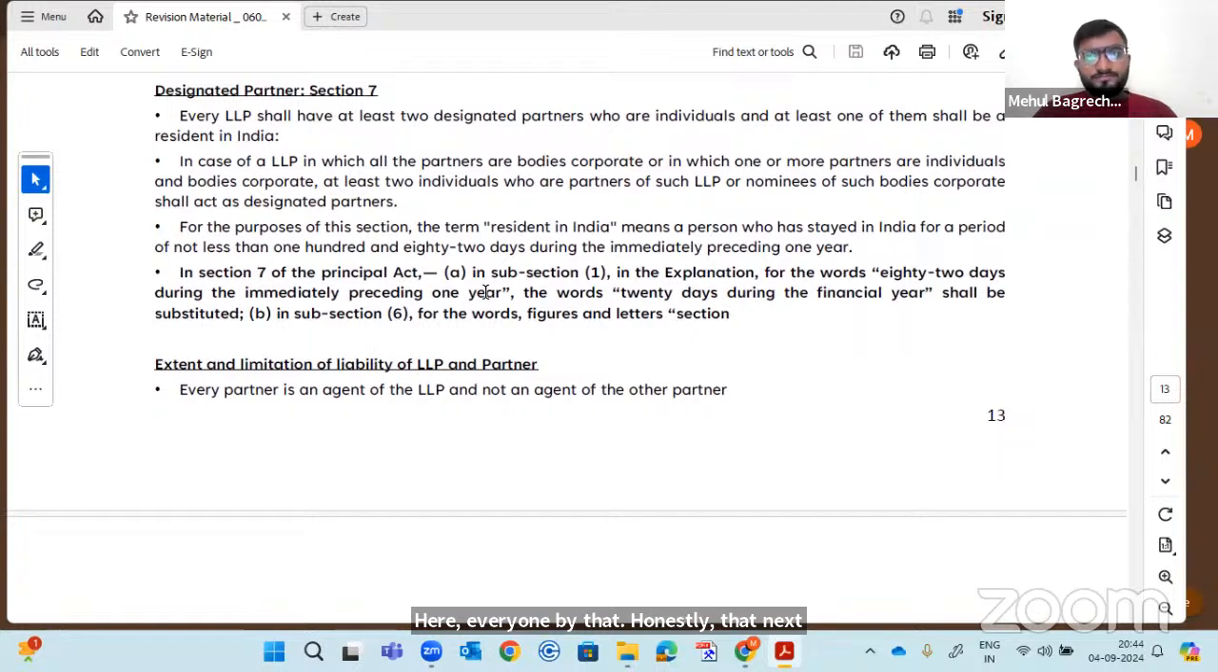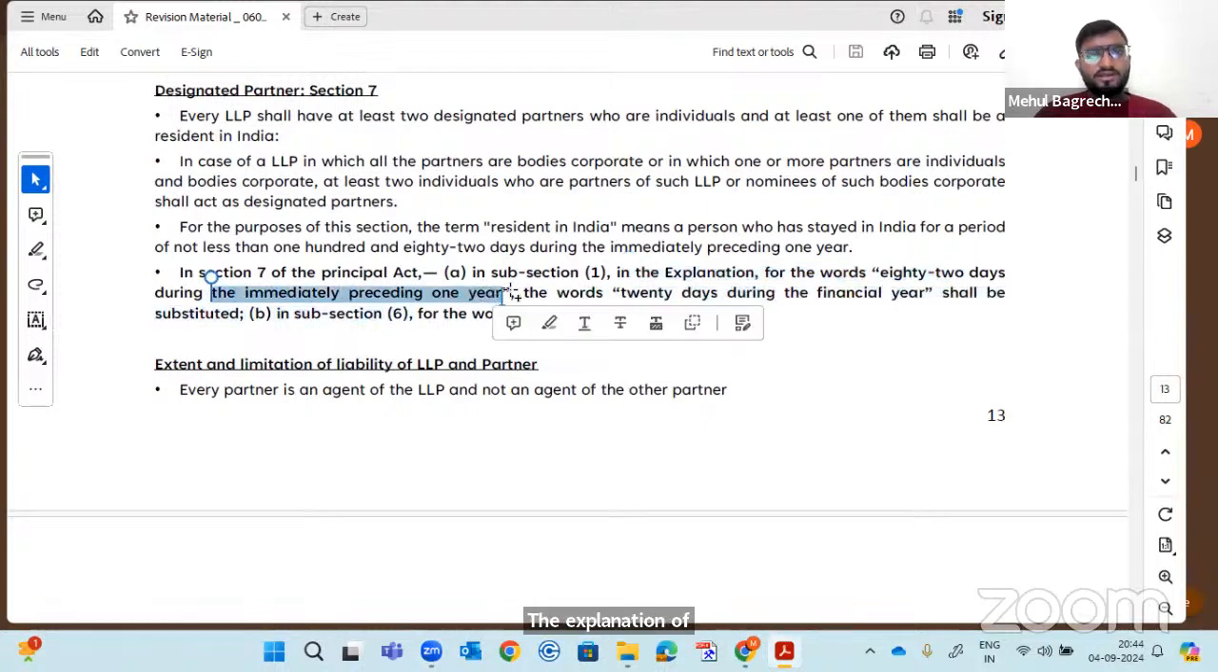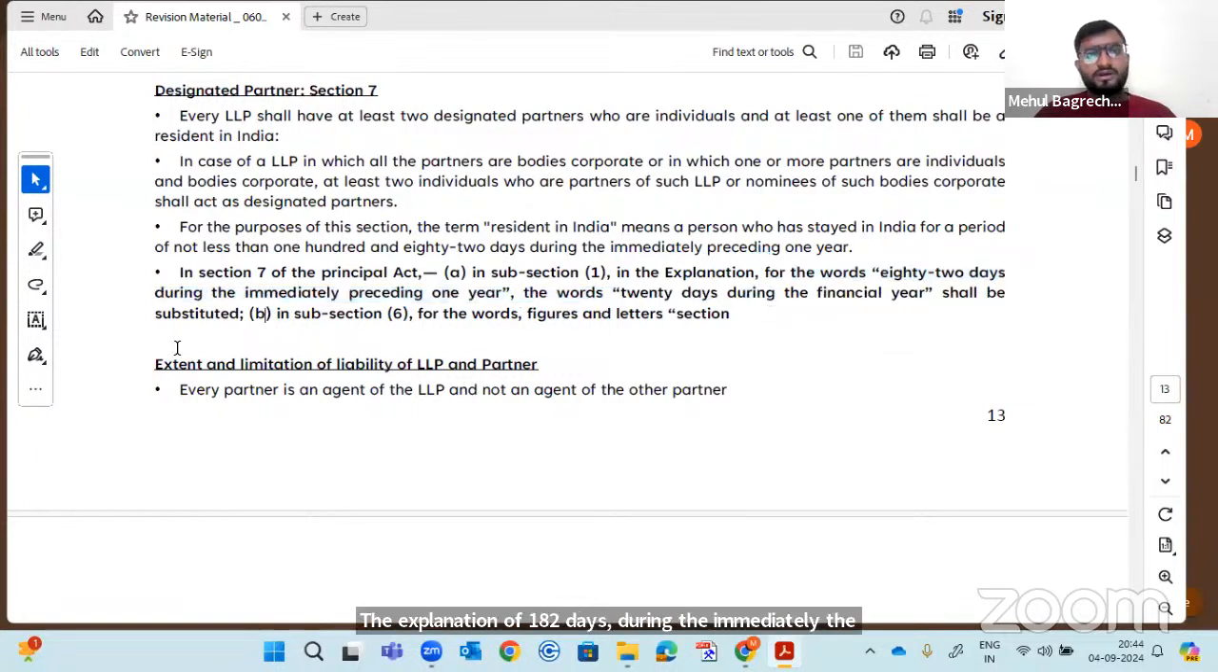Very, very important. In the explanation of 182 days during the immediately preceding year, the words 120 days shall be substituted. What is the meaning of this? In the explanation, the words 182 days have now been substituted with 120 days. To make your life simple, we have discussed this. Don't glare as if you're listening to it for the first time. Sit straight.